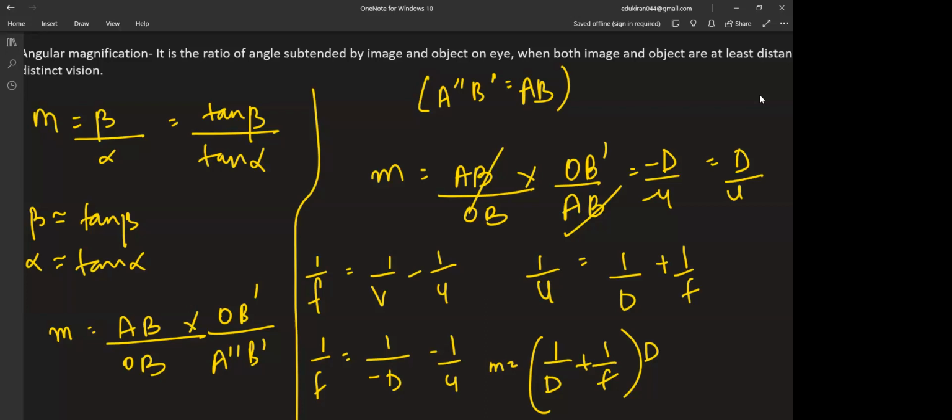Ma'am, for the definition of angular magnification, is there anything after least distance? Distance of distinct vision. Okay.